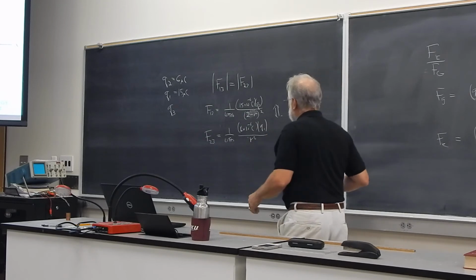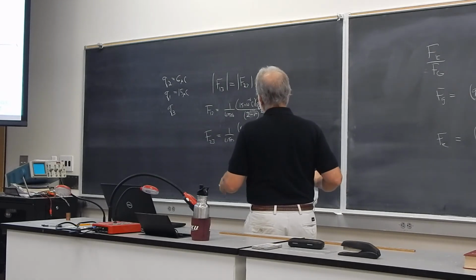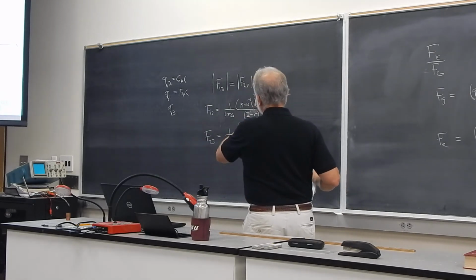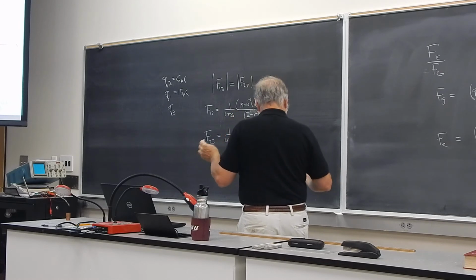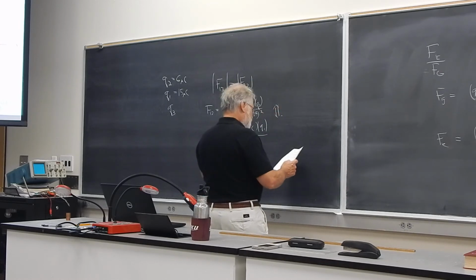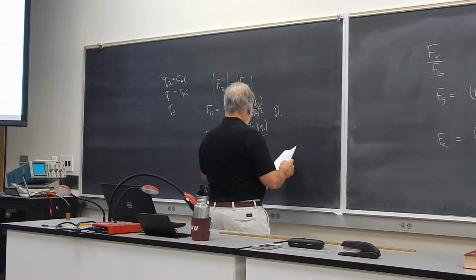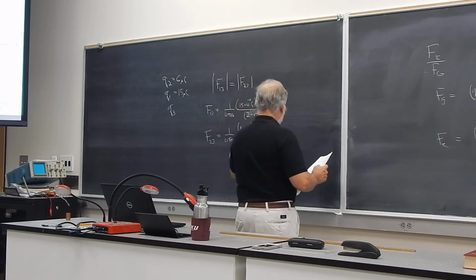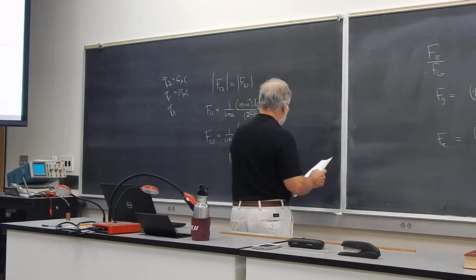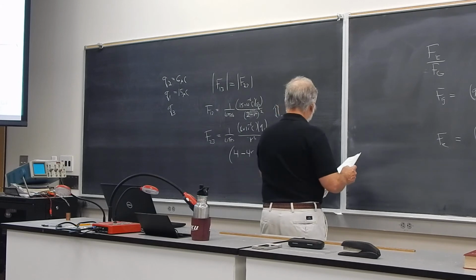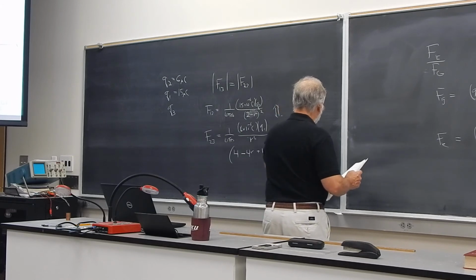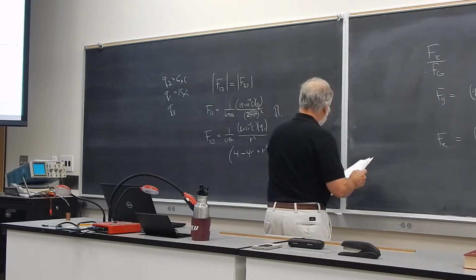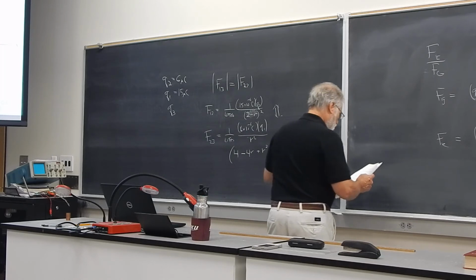So I set this expression equal to each other, and notice what I'm going to get. I'm going to have to cross multiply, and I'm going to get a quadratic. So when I do that, I'm going to get 4 minus 4r plus r squared times 6 times 10 to the minus 6 is equal to 15 times 10 to the minus 6 times r squared.